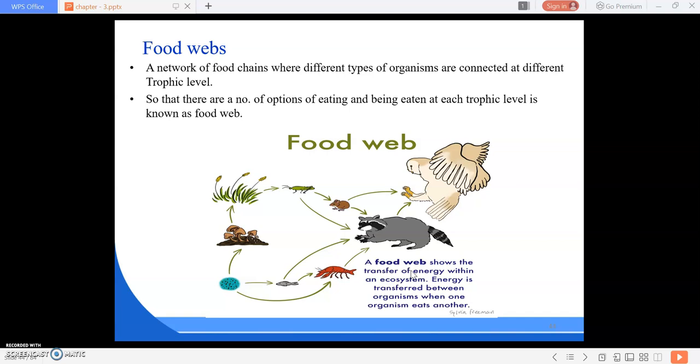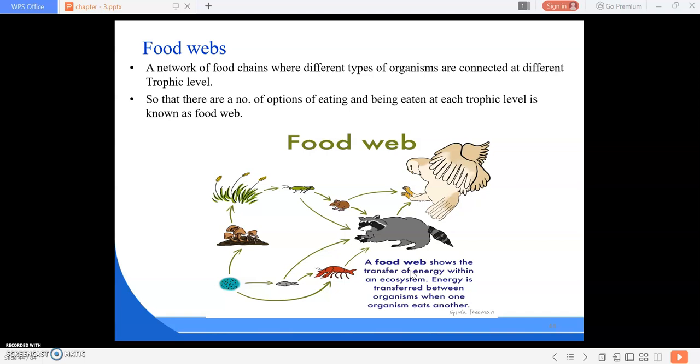Next we are going to study the food web. What do you mean by food web? A network of food chains where different types of organisms are connected at different trophic levels, so that there are a number of options of eating and being eaten at each trophic level, is known as our food web.